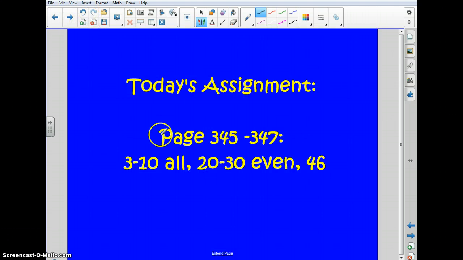All right, so today's assignment, page 345 to 347, 3 through 10 all, 20 through 30 even, and 46. Make sure that you simplify if possible.